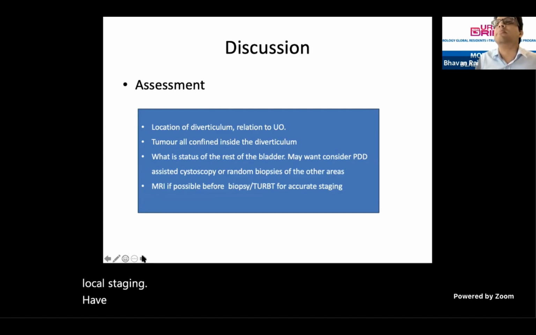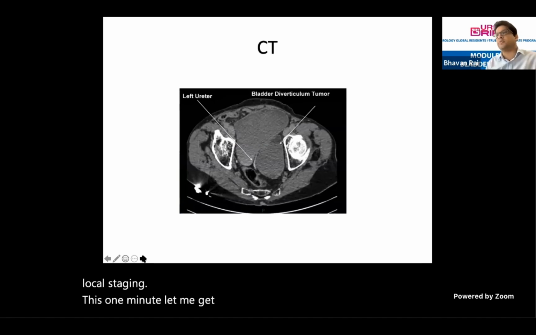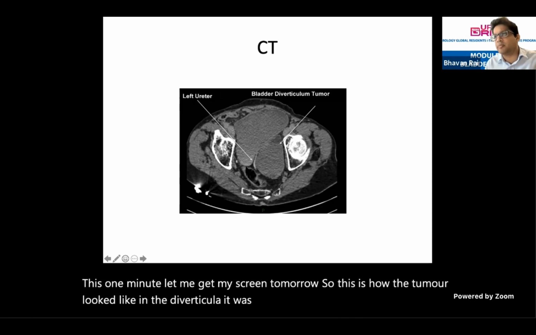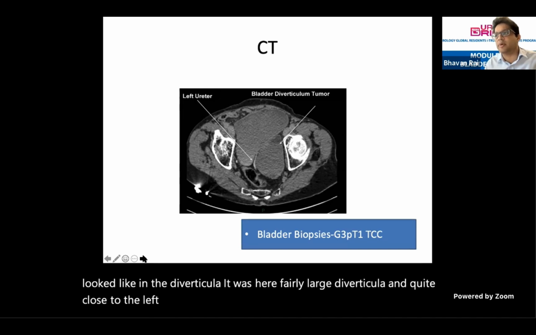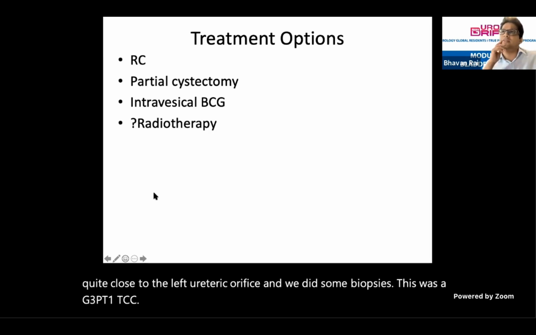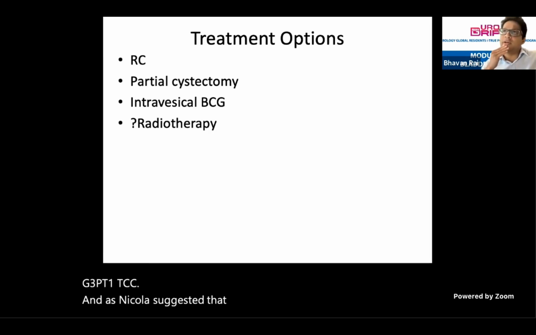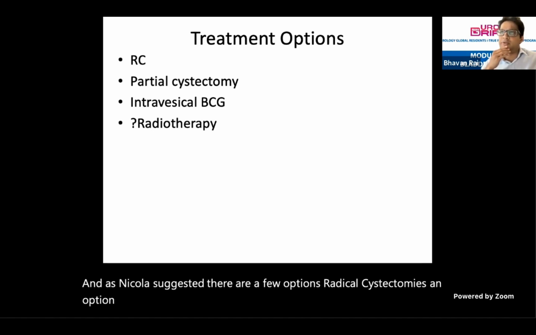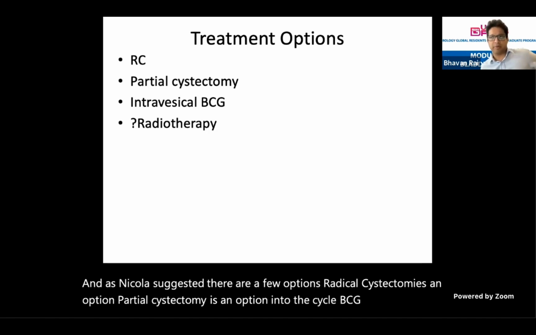Just 1 minute, let me get my screen up. So this was how the tumor looked in the diverticulum. It was here, a fairly large diverticulum and quite close to the left ureteric orifice. And we did some biopsies. This was a G3pT1 TCC. And as Nick has suggested, there are a few options. Radical cystectomy is an option, partial cystectomy is an option, intravesical BCG an option, and radiotherapy.